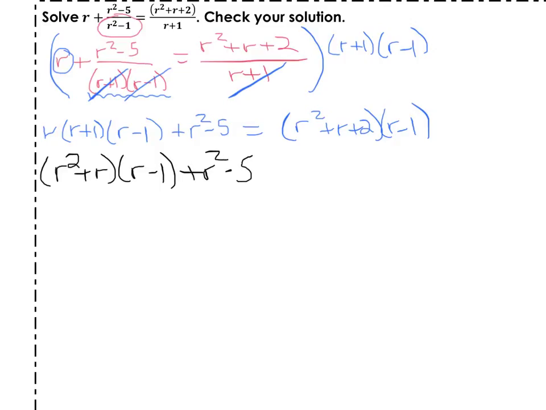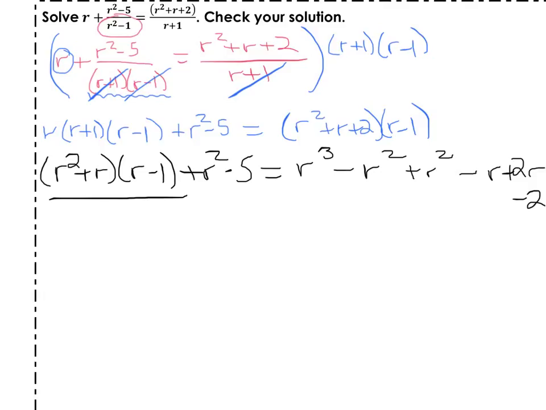Working my way over from the left. And over here, let's just multiply right now. We're going to get r to the third. We're going to have a minus r squared. We're going to have a plus r squared. We're going to have a minus r. We're going to have a plus 2r. And, oh, I've run out of room. And a minus 2. Over here, I'll do this guy here. We're going to end up with an r to the third minus r squared plus r squared minus r. And we still have this other stuff here.